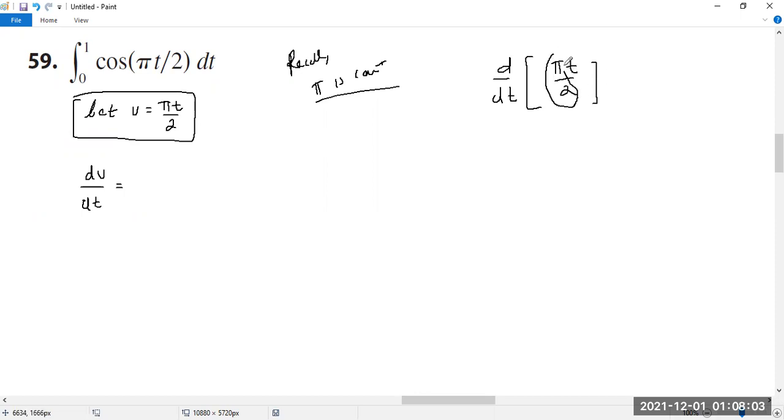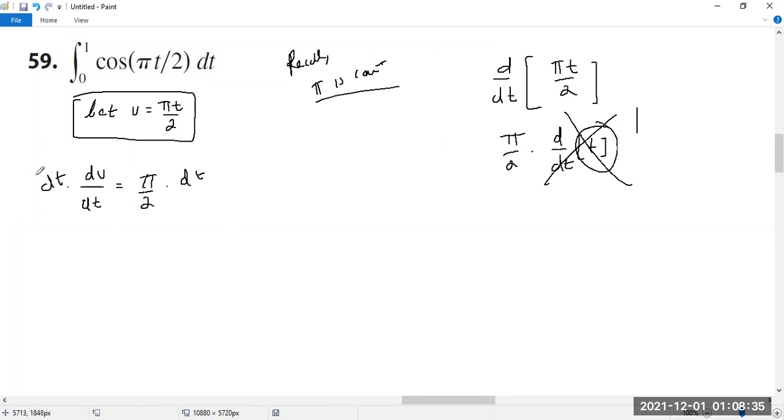So this pi over 2 is a constant. Pi is a constant, 2 is a constant, just like 1 over 2 is a constant. You can pull both of them out. In this case, we're just pulling pi over 2 out. So this is pi over 2 times the derivative d over dt of t, and the derivative of t is 1, just like the derivative of x is 1. So we're just left with pi over 2. So du over dt equals pi over 2, and then we'll solve for dt.